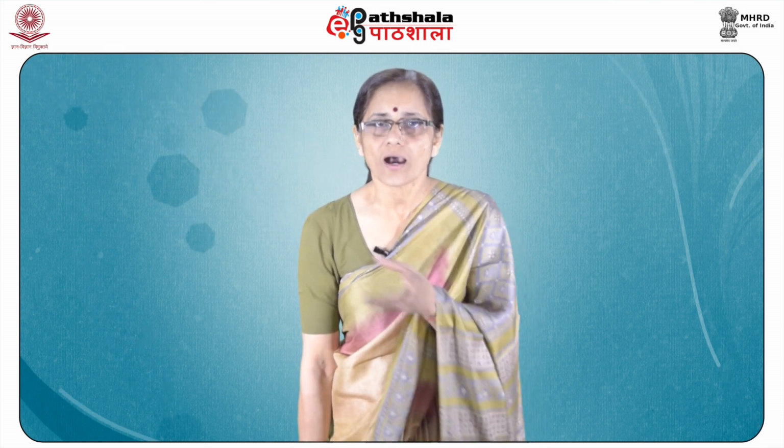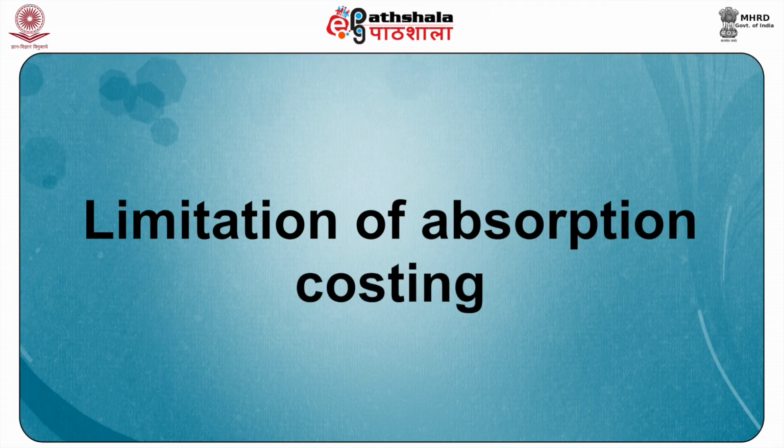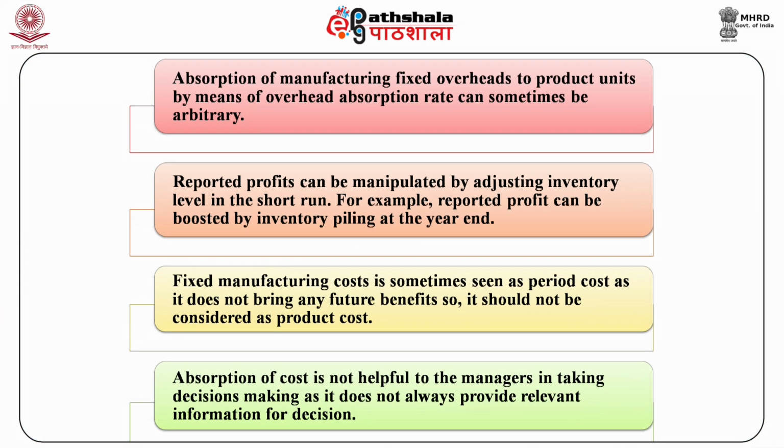Now looking at the other side of the coin, we shall now discuss the limitations of absorption costing. The very first limitation of absorption costing is that absorption of manufacturing fixed overhead to product units by means of overhead absorption rate can sometimes be arbitrary. The second limitation is reported profits can be manipulated by adjusting inventory level in the short run. For example, reported profits can be boosted by inventory piling at the year end.